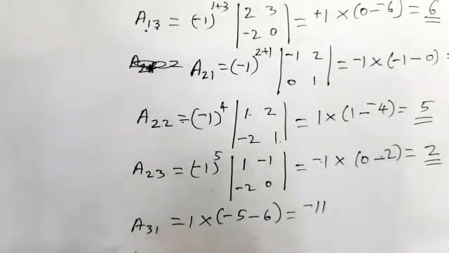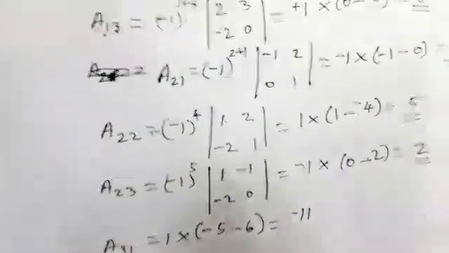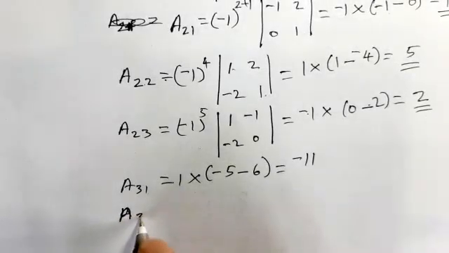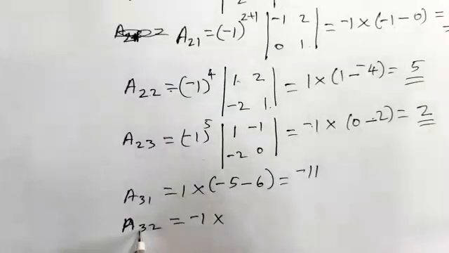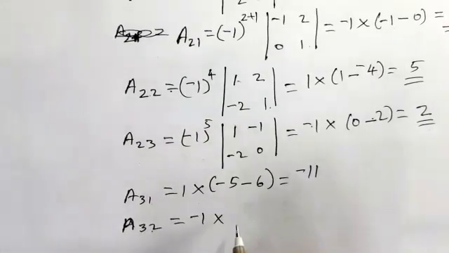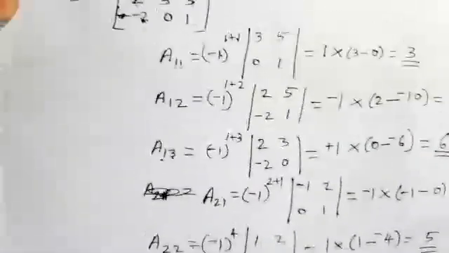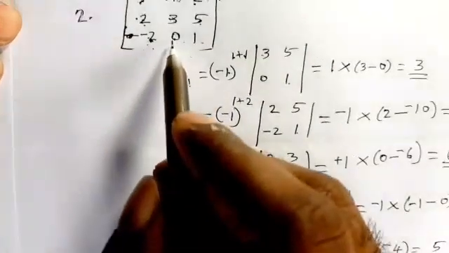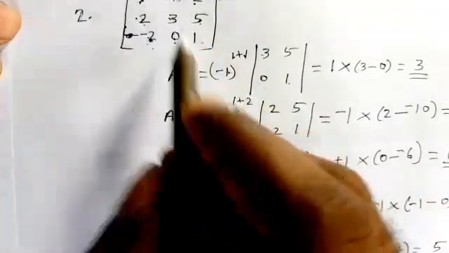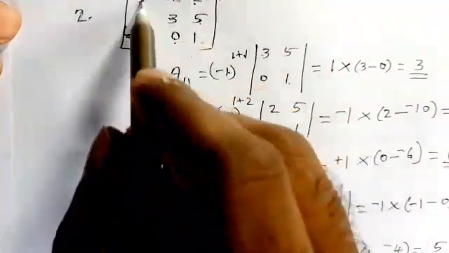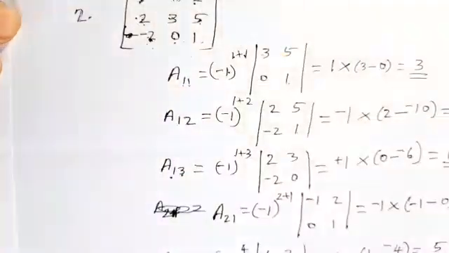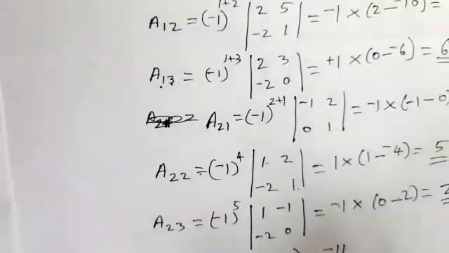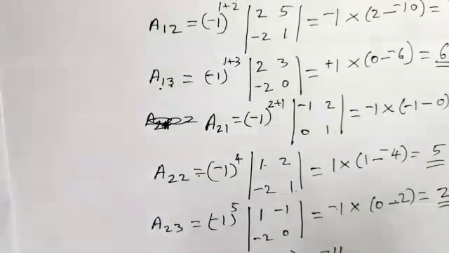Now next position, A32. A32 means it will be negative, because 3 plus 2 is 5. Odd number means negative. Minus 1 into A32, this is that position. This row and column is avoided. Then 1 2, 2 5 will be there. 1 into 5 is 5. 2 2s are 4. 5 minus 4 is equal to 1. So here it will be 1. So the answer will be minus 1.